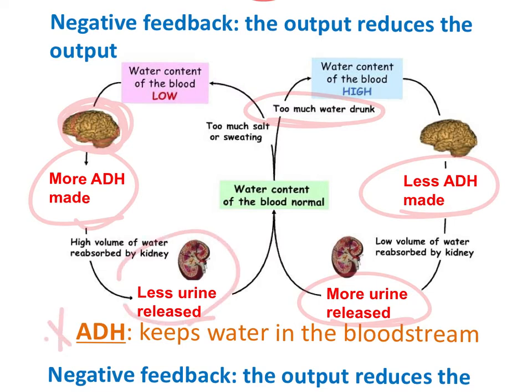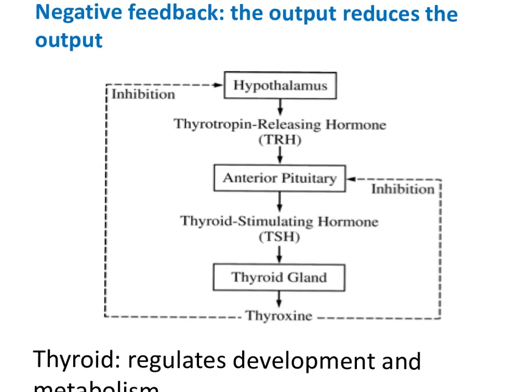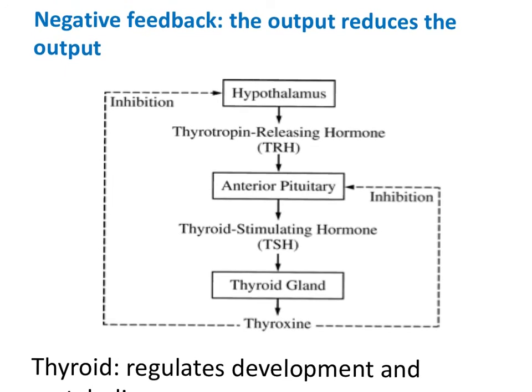So ADH is a hormone that keeps water in the bloodstream. It's released by part of the brain and used by the kidney. Again, we want to keep our happy set point of the amount of water necessary in the bloodstream. An additional example is thyroxine. Thyroxine is used by the thyroid to regulate cellular respiration and how much ATP is made.